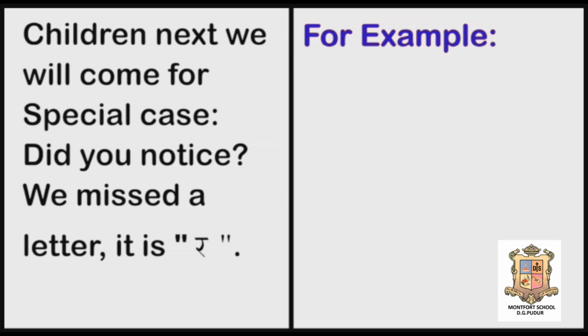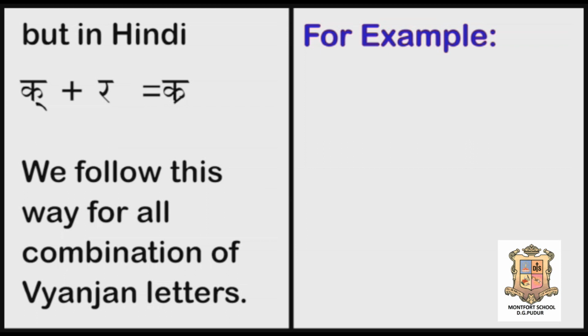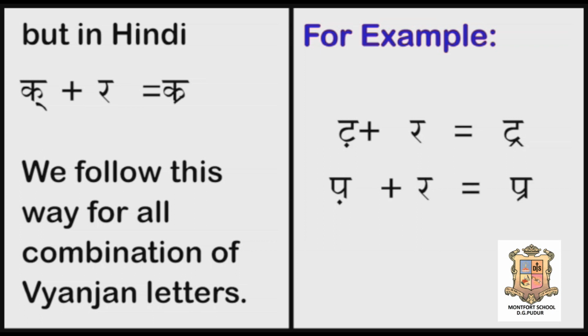Did you notice we missed a letter? It is Ra. This letter can be used in 2 ways. Way 1. In Tamil, we use ik plus Ra as kra. But in Hindi, ik plus Ra is equal to kra. We follow this way for all combinations of Vyanjan letters. For example, it plus Ra, tra. Ip plus Ra is equal to pra.